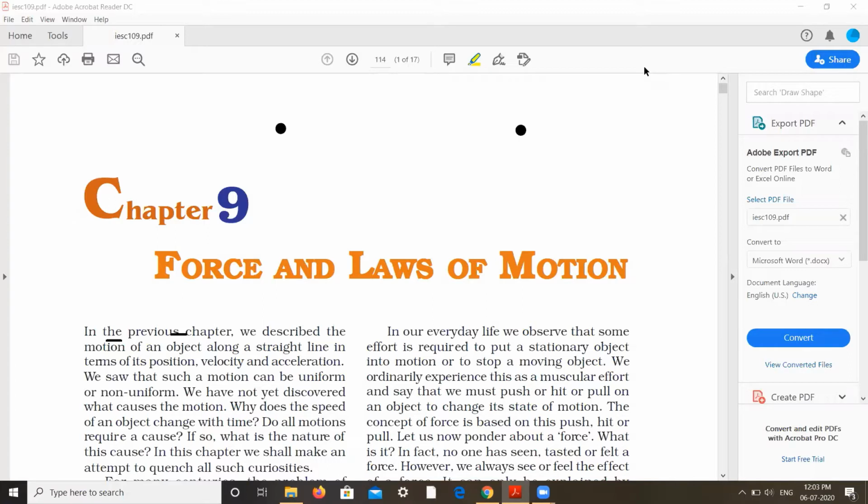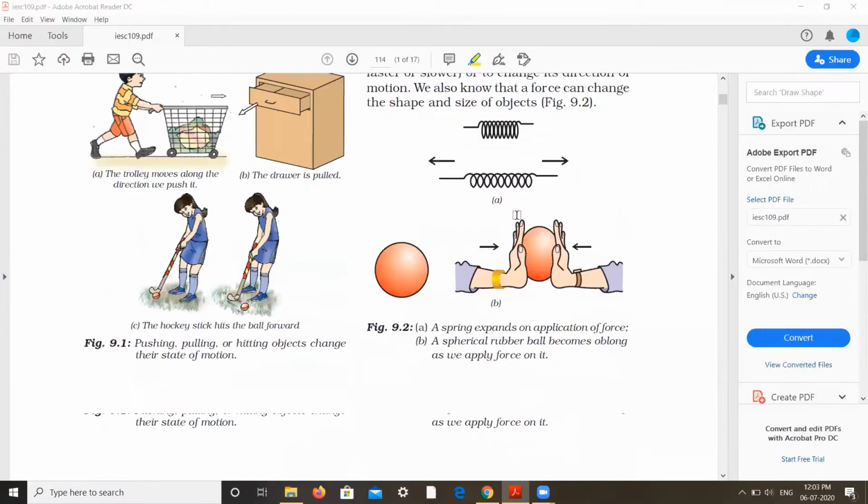Today we are going to touch the second topic of Chapter 9, Forces and Laws of Motion. Earlier we went through balanced and unbalanced force, and we also studied the definition of force. We have also seen some examples related to balanced and unbalanced force. Now we are moving to the next topic, and that is the first law of motion.